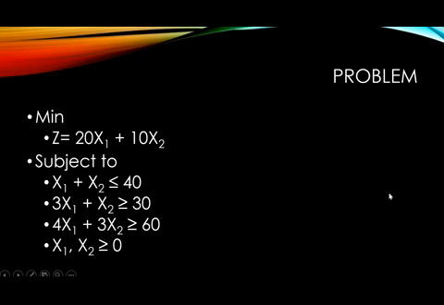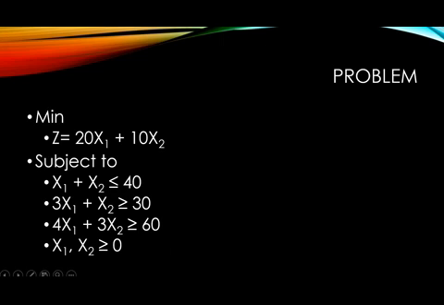The procedure of solving a minimization problem is very much similar to that of a maximization problem. So the problem that I consider is: minimize z = 20x1 + 10x2 subject to x1 + x2 ≤ 40, 3x1 + 3x2 ≥ 30, 4x1 + 3x2 ≥ 60, x1, x2 ≥ 0.